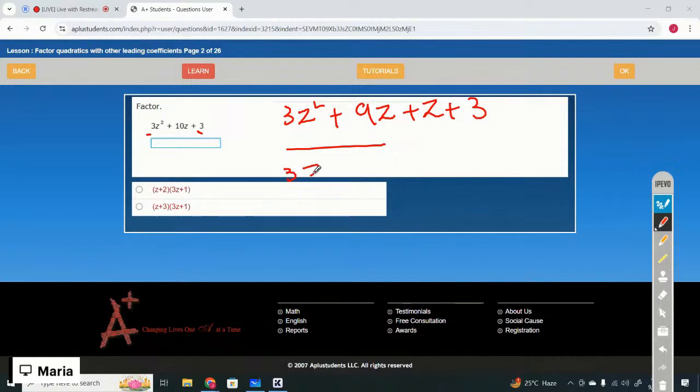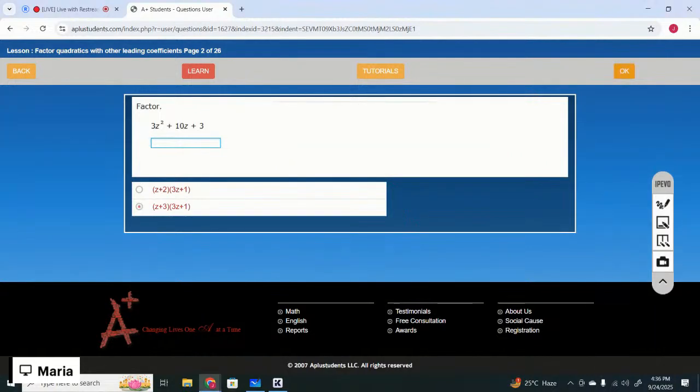So let's just take common 3z, z plus 3, plus 1, z plus 3. So z plus 3 is a common factor and the other one is 3z plus 1. Option number 2 is the correct option.